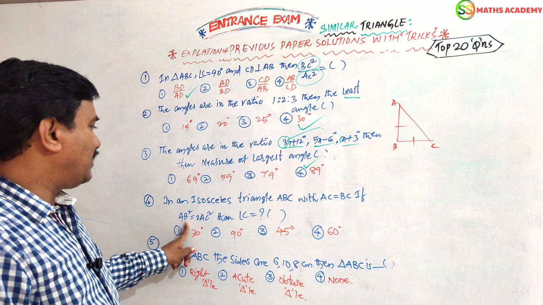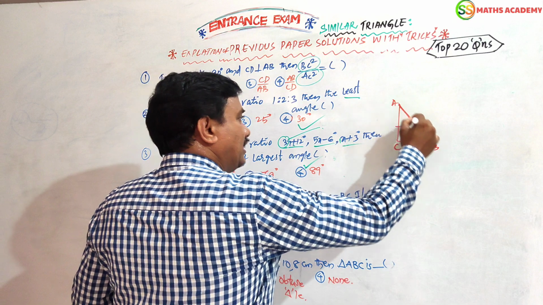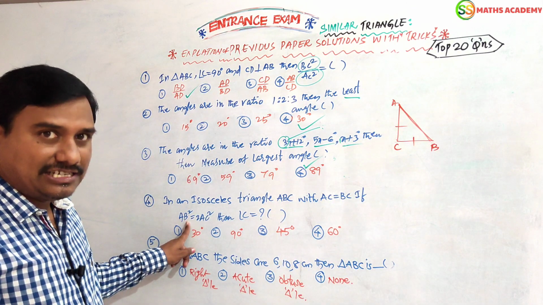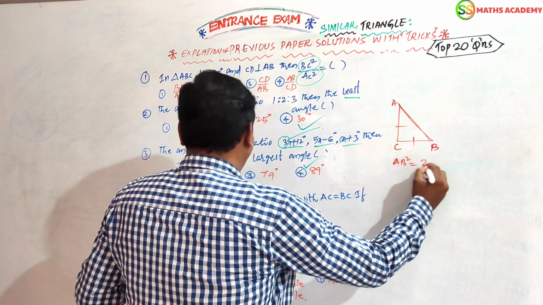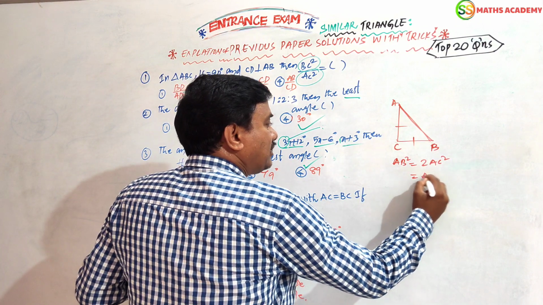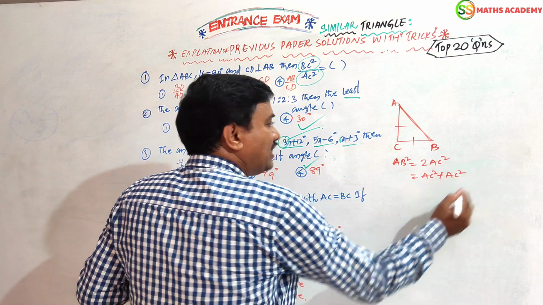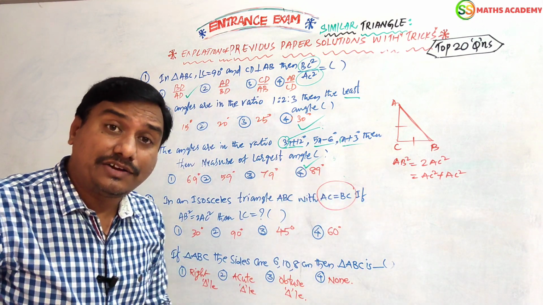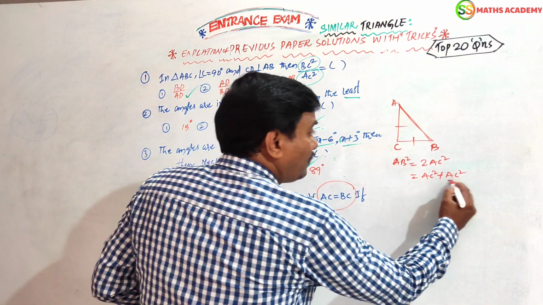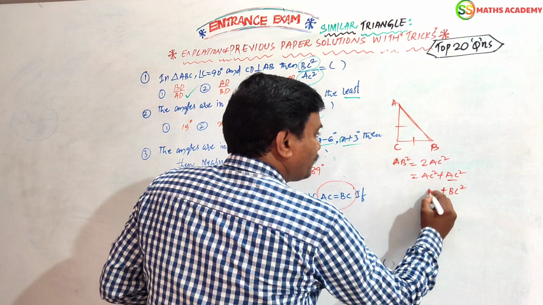AB square equals... this is AB, because AB is the longest side. So AB square is equal to AC square plus BC square. But in the question, what is given, dear friends? AC equals BC. In the place of AC, you can substitute BC.